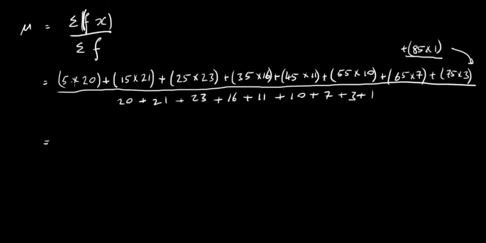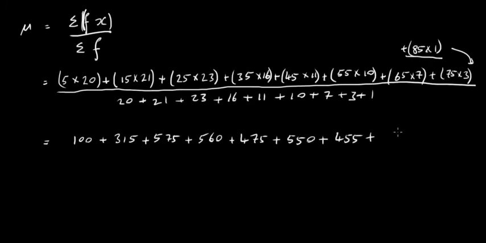Okay, so usually what you would do is just work out these brackets individually. So 5 20s, 100. 15 times 21, 315. 25 times 23, 575. Plus so on. 35 times 16 is 560 is next. 475. 550. Plus 455. Plus 225, and finally 85 times 1 is just 85.